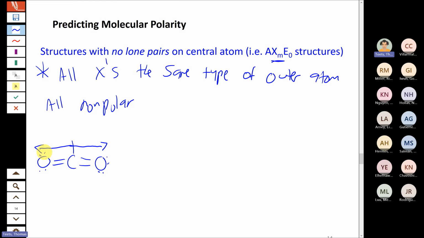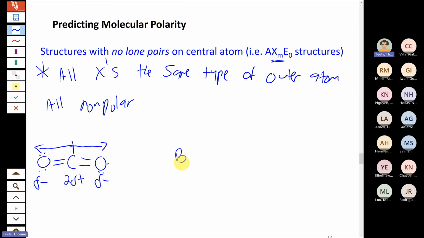So you have one vector pulling this way, one vector pulling that way, and there's no imbalance in that. Now, if you wanted to draw the delta plus, delta minus, you'd have delta minus over here, and 2 delta plus on carbon because there are 2 polar bonds, but they all cancel each other out because they're evenly distributed in all directions. All right, so these are all nonpolar. It's less obvious for the other ones.